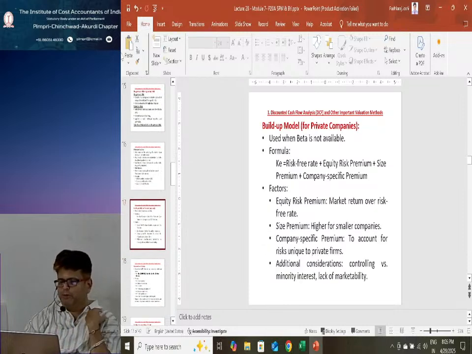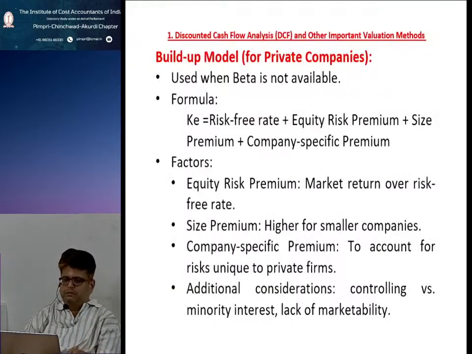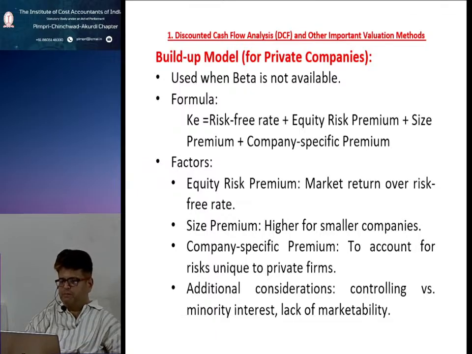Then we saw the build-up model. The build-up model for private companies is typically used when beta is not available. The formula is: KE is equal to risk-free rate plus equity risk premium plus size premium plus company-specific premium. The equity risk premium is the market return over the risk-free rate. Size premium is higher for smaller companies, and company-specific premium accounts for risks unique to a particular private company. Additional considerations in this build-up model are controlling versus minority interest, as well as the lack of marketability of the respective equity.